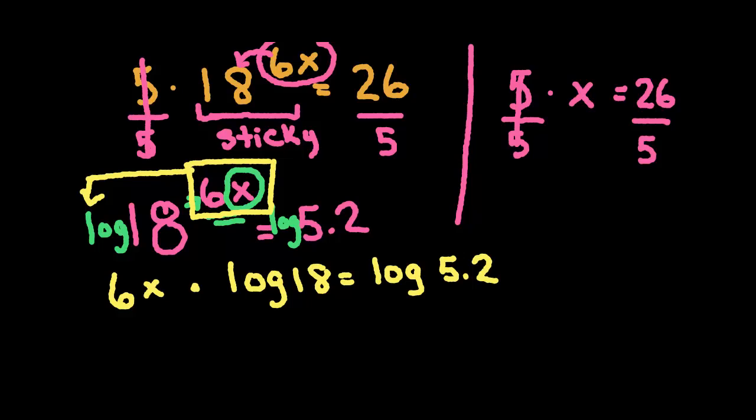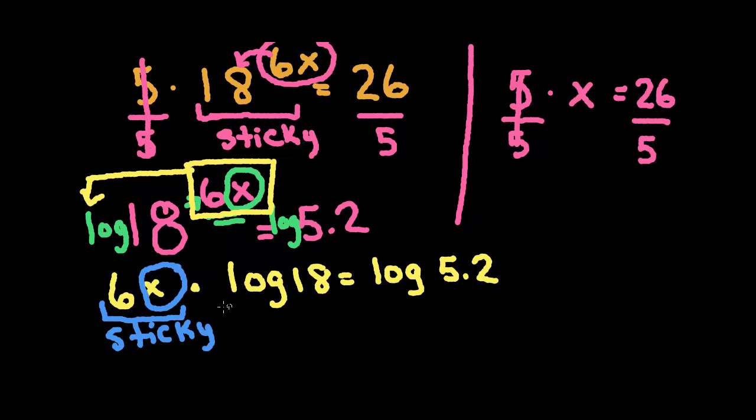So again, we're looking to solve for this guy right here. So he is now sticky with the 6. If you watch my other videos, you know I talk a lot about being sticky. Being sticky means that he is next to him, and so we want to get rid of the things that are not close to and sticky with that variable. That's the last thing we do, is deal with anything that is sticky with the variable we're solving for. So we want to get rid of this log 18.